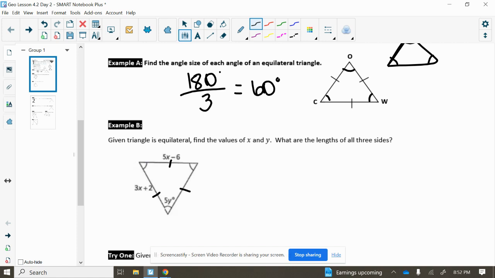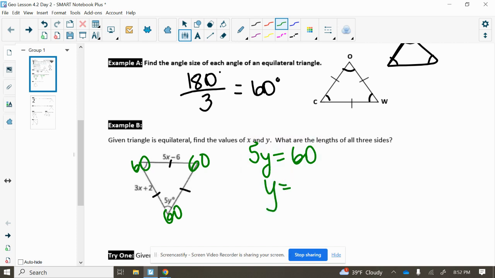We know again that in an equilateral triangle, all of our angle measurements have to be 60 degrees. So we can take 5y and set it equal to 60 degrees, because we know each of those angles has to equal that. So if we divide 60 by 5, we get our y value to be 12.